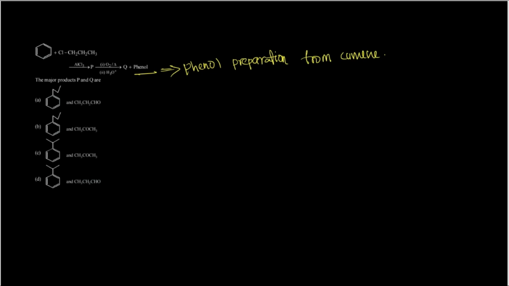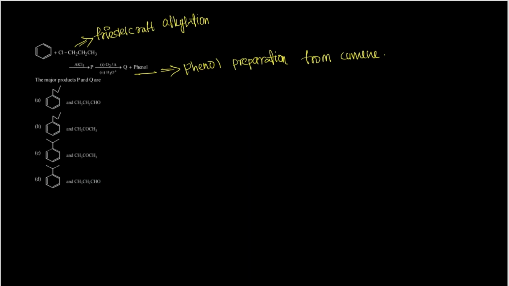First, they have given this benzene and this propyl chloride, right? In the presence of AlCl3. Just by seeing this, you'll get to know this reaction is Friedel-Crafts alkylation. I'm just giving the name of that particular reaction. We will solve further in detail with the mechanism.